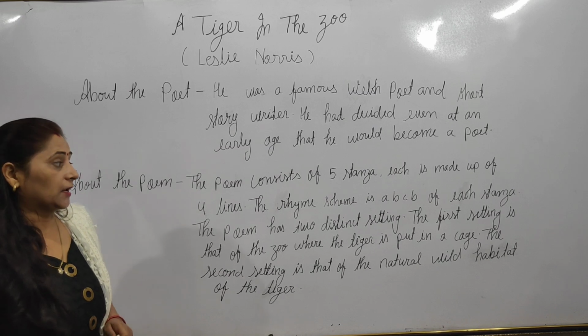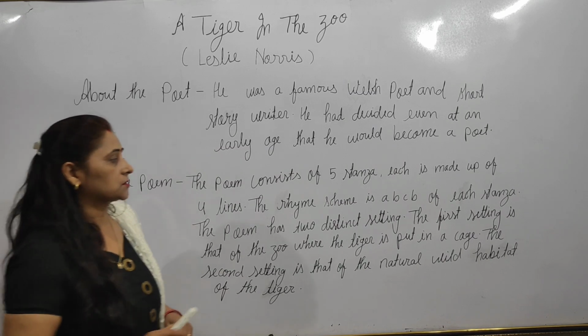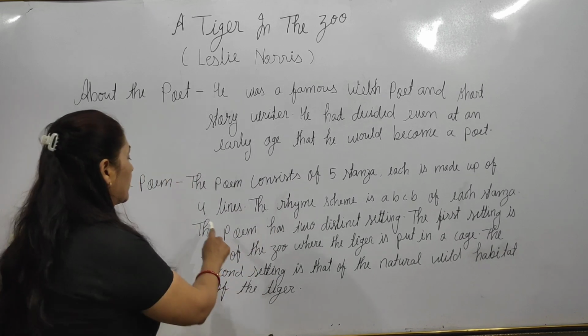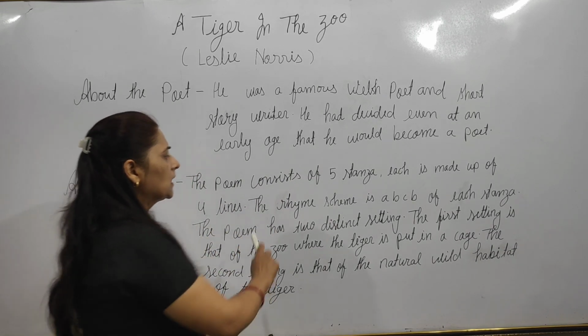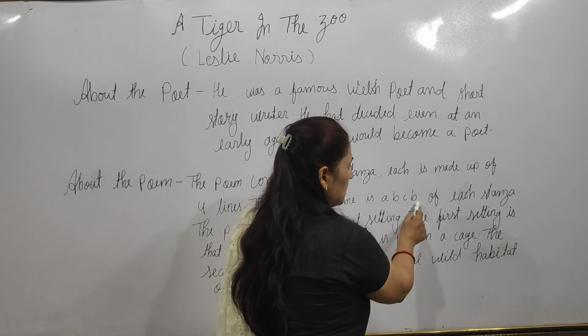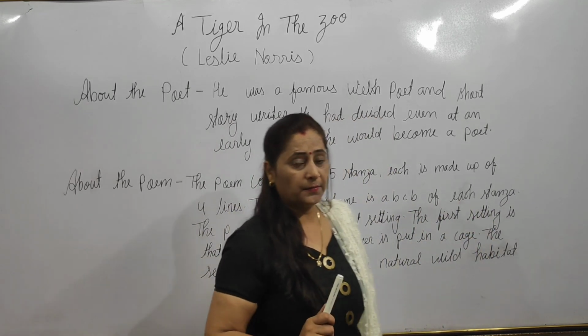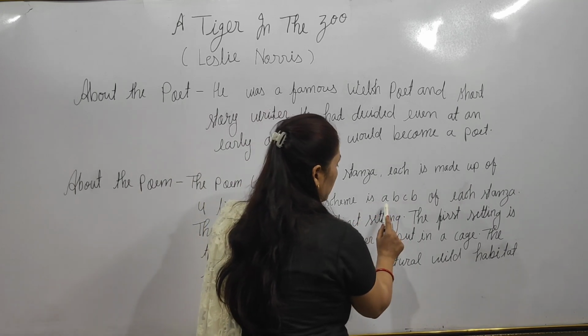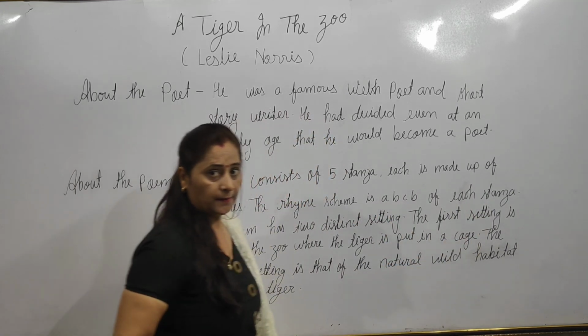It means there are 5 stanzas. You must study 5 stanzas of the poem and each stanza has 4 lines. The rhyme scheme is A, B, C, B of each stanza. Means in each stanza the rhyme scheme is the same, A, B, C, B.